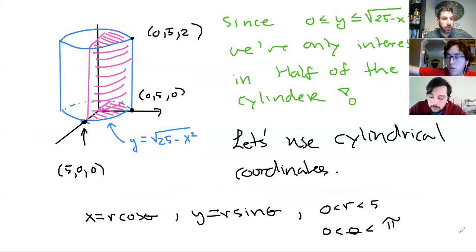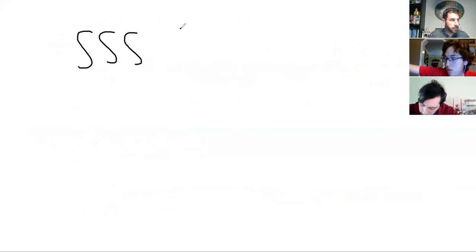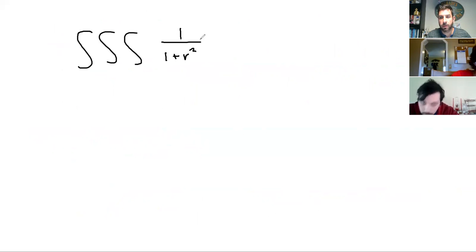Okay, so how do we integrate this then? Well, let's set it up. Here's how I would set it up. The first thing I'm going to do is write down 3 integral signs, and then write down my function. But I can't write it down with x squared and y squared, because we know what x squared plus y squared is. It's r squared. So I'm going to write it like this.